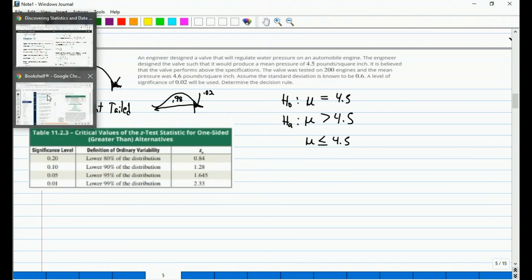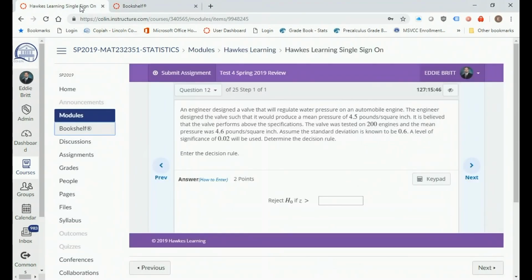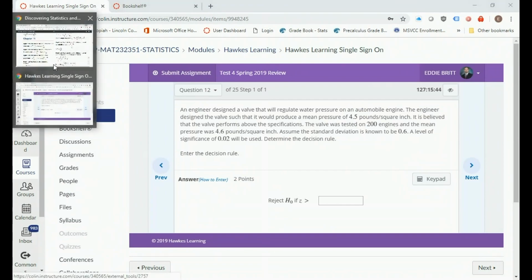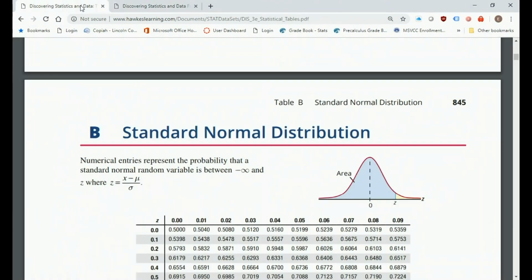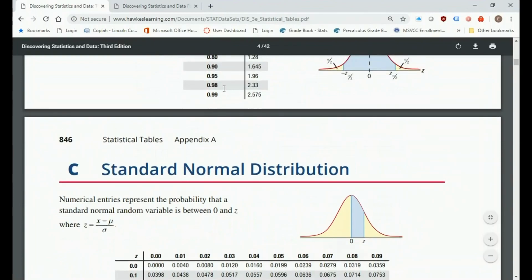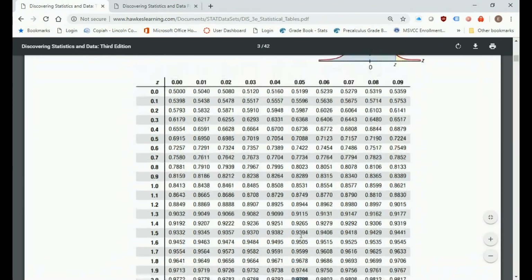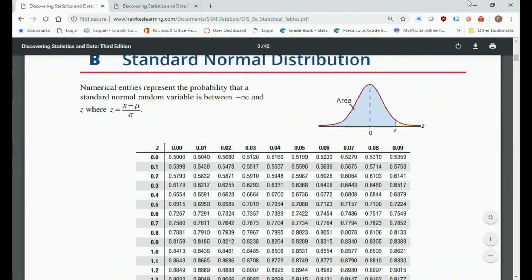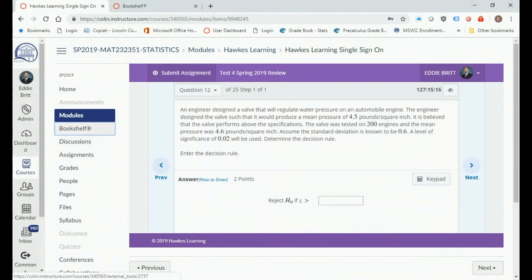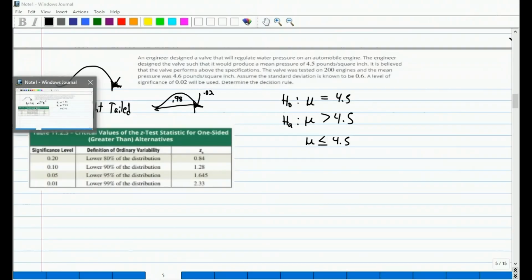We don't want to use any of the, not this table down here, not this little table. We want to look in here and get as close to 0.98 as possible. So this is 2 10,000ths away. This is 3 10,000ths away. Well, 2 10,000ths is closer. So that's 2.05.